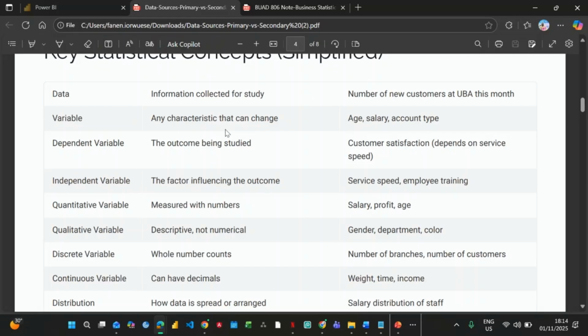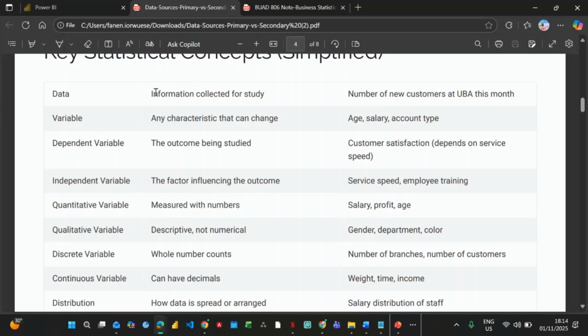I can decide to change. So we have age. For instance, my age this year is not going to be the same as my age next year. You get your salary this year, tomorrow they might increase your salary. So it's the same salary, the name of the salary still remains, but the value inside has changed. Your account type now, you can decide to upgrade your account to a current account when you are using a savings account. Do you understand? So these are just key things you need to understand in statistics.